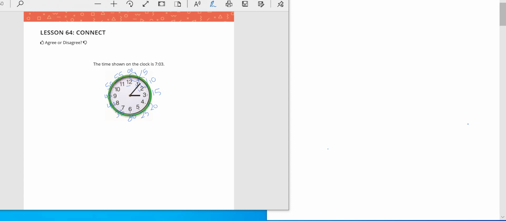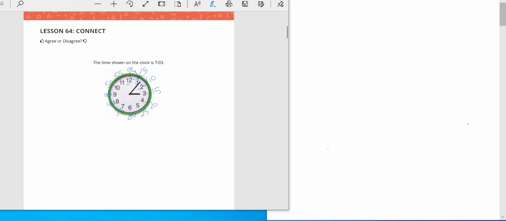Now we have two hands, short hand for hour and long hand for minutes, and to represent it in digital clock we have right side for minutes and left side for hours. Now in minute side we have how many minutes? Minute hand move 1, 2, 3, 4, 5, and another 2 minutes, so it moves 7 minutes.